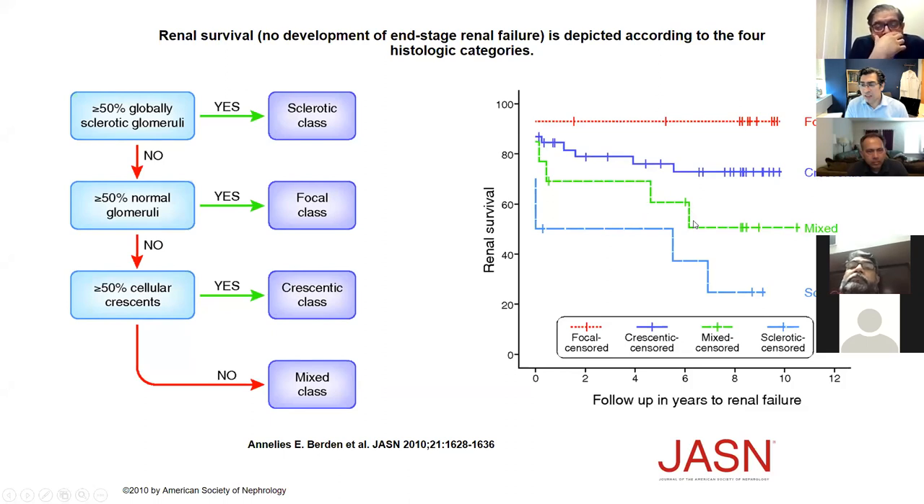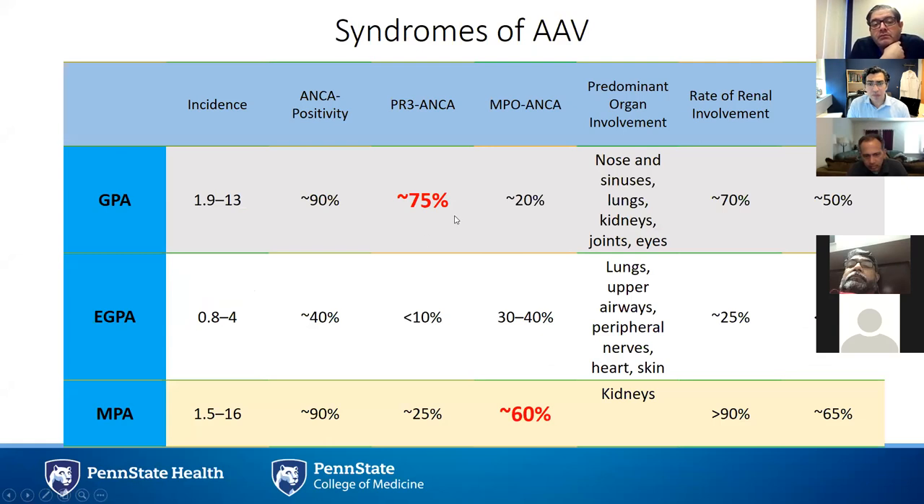The next outcome, I think, is poor outcomes with the mixed class, and if this has gone far to sclerosis, then the outcomes are worse in this study. So again, this highlights the importance that the longer the inflammation or the more severe the inflammation is, it will lead to different stages of disease and then worse outcomes.